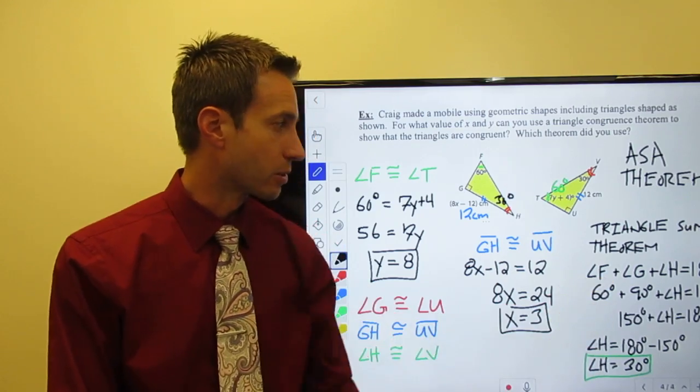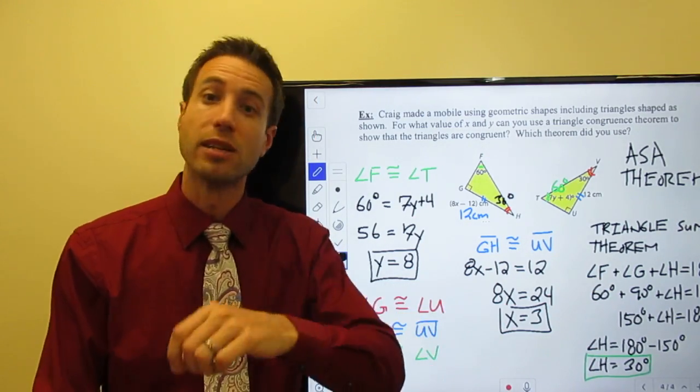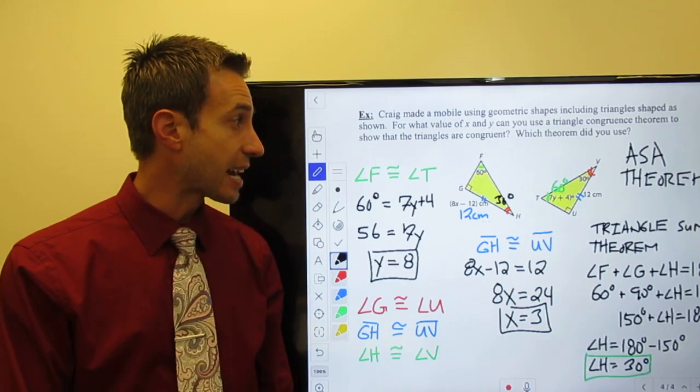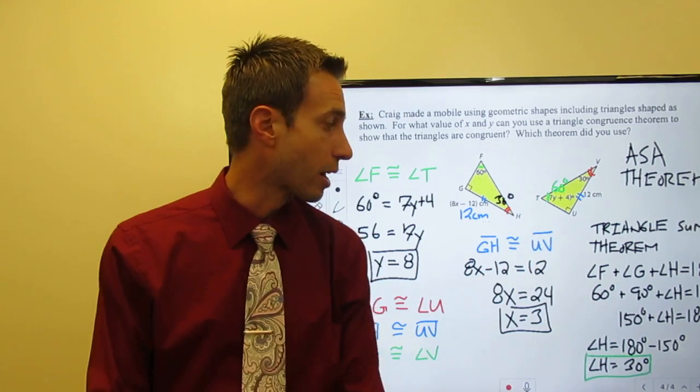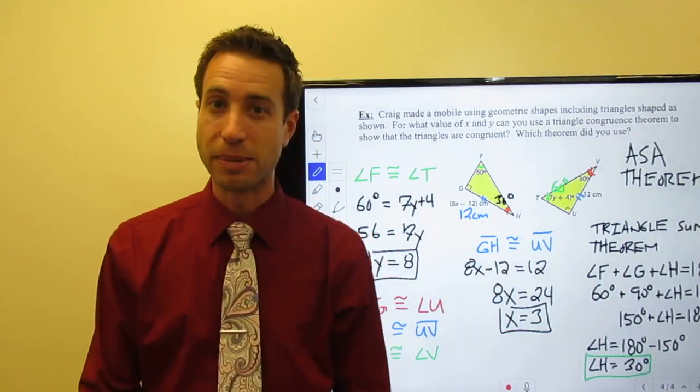And again, that triangle sum theorem is just what allows us for those interior angles summing to 180 degrees. So anyway, I wind up with the angle side angle theorem to show that these triangles are congruent. I found that y needed to be 8 and x needed to be 3.